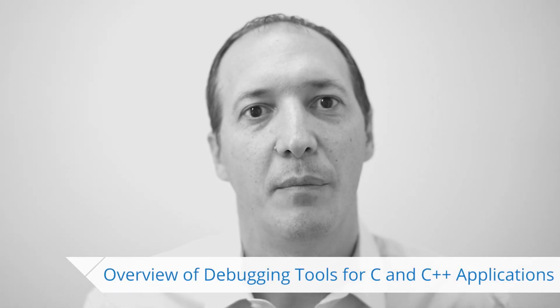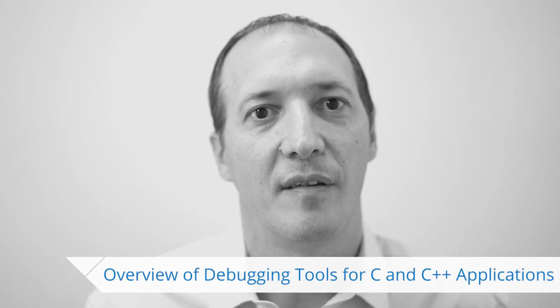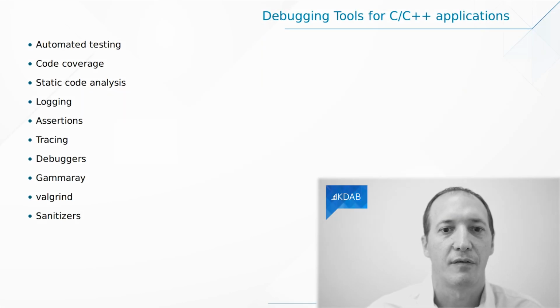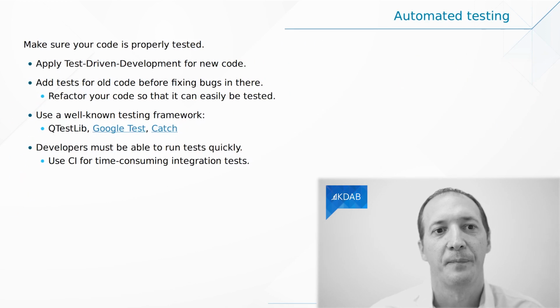In this second video of our series on debugging and profiling, I would like to tell you all about the debugging tools that exist for C and C++ applications. So you can see here the list of topics that I want to cover. I will start with automated testing.